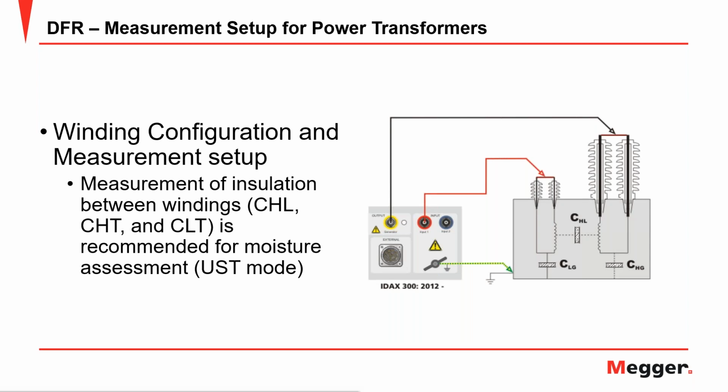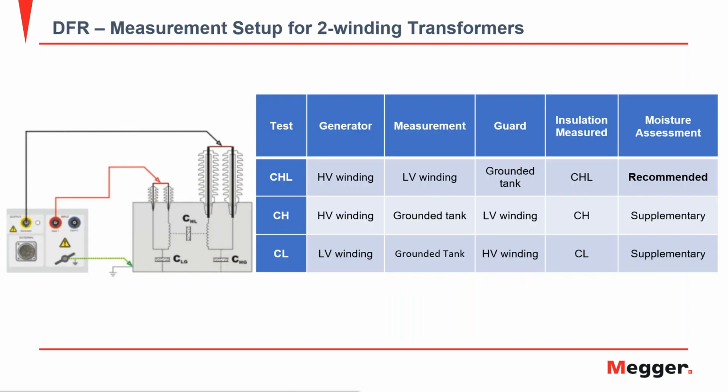Make sure that you don't have any kind of electrostatic shield in between those windings, because that, of course, will give you some erratic numbers. One thing that we need to take into account is that basically the hookup of the DFR test is exactly the same one as what you use for power factor testing. So when we look into a 2-winding transformer, as you can see here, if you need to run a CHL test, that is the recommended, because that's the interwinding insulation. So that's the test that I want to use to determine moisture.